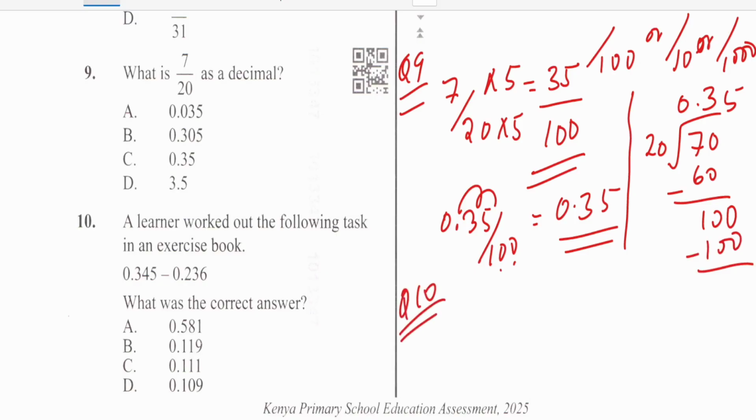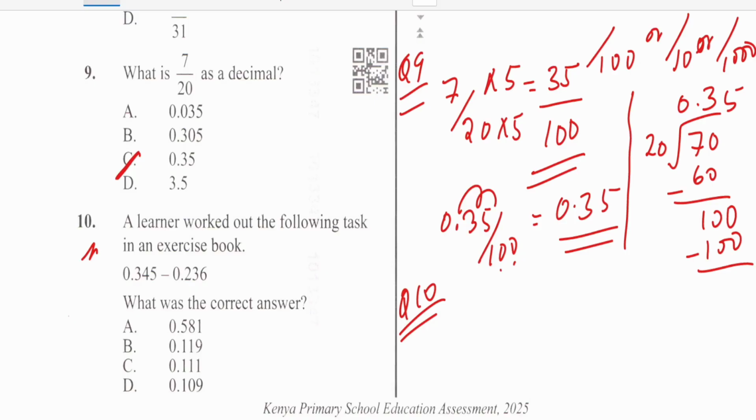Now let's go to question 10, which is this one. So hopefully this is 0.35. Let me answer it there. Work out the following task in an exercise book: 0.345 minus 0.236, and what was the correct answer?